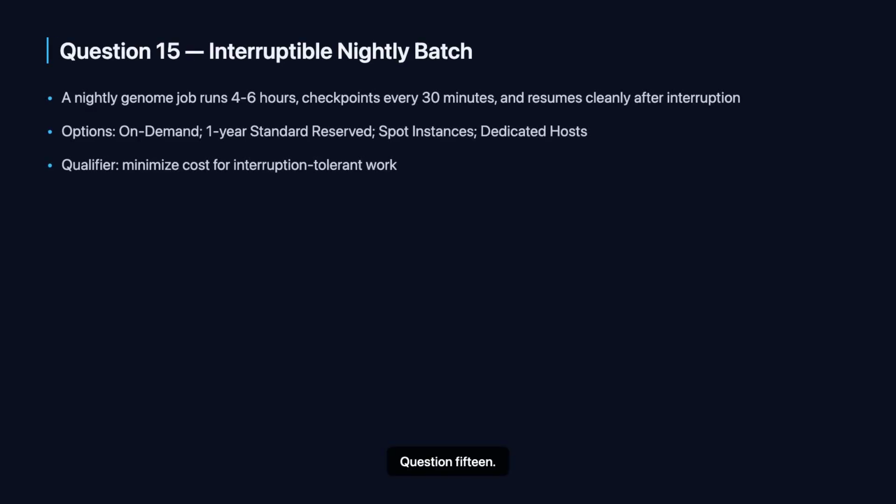Question 15. A nightly genome sequencing job runs 4 to 6 hours, checkpoints its progress every 30 minutes, and resumes cleanly from the last checkpoint if it's interrupted. The options are on-demand, 1-year standard reserved, spot instances, or dedicated hosts. The qualifier is minimize cost for interruption-tolerant work.